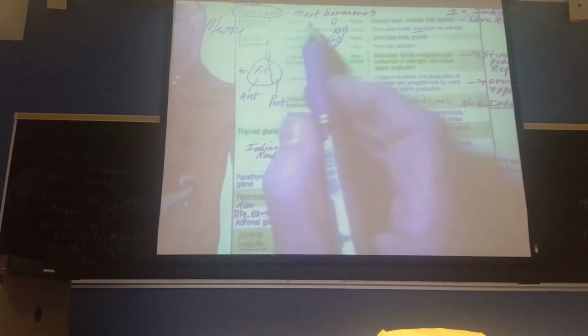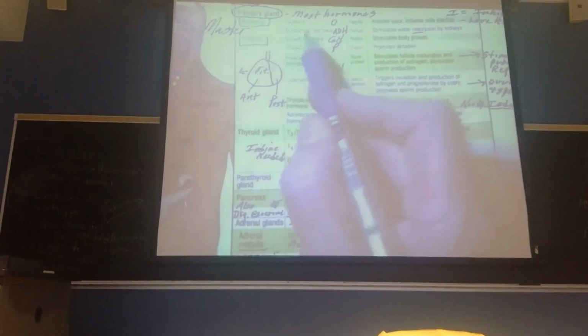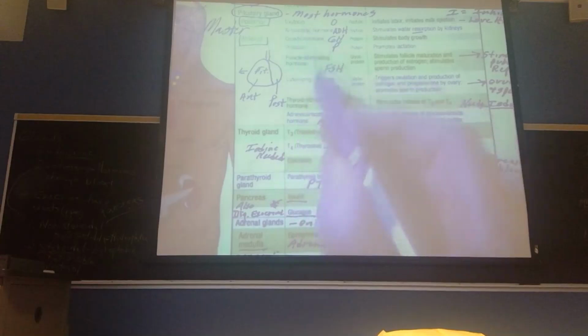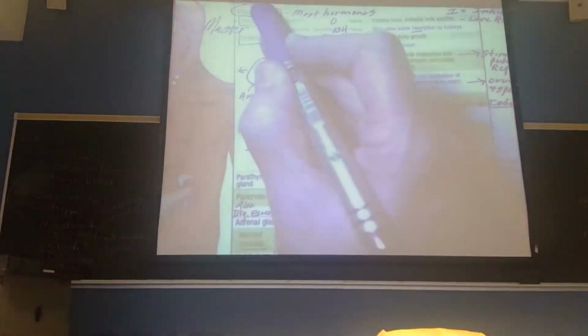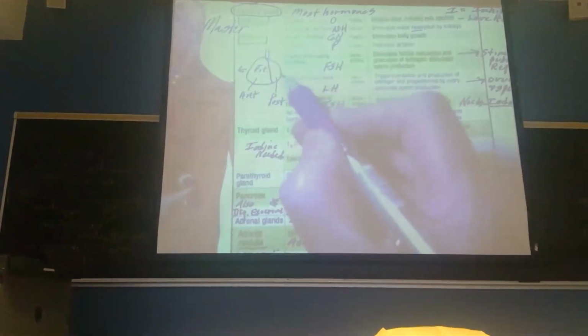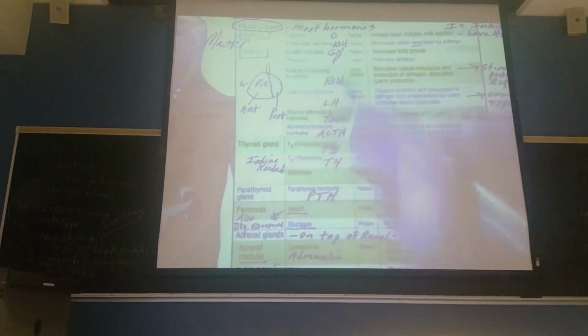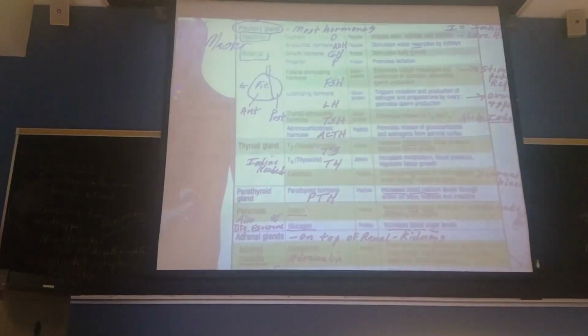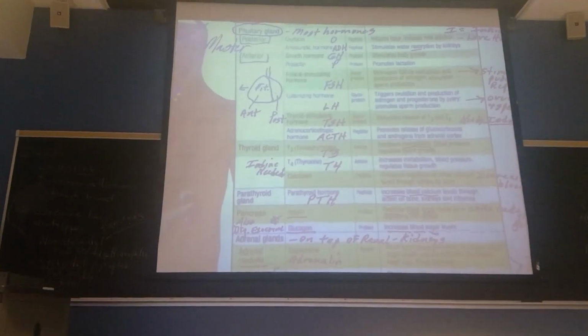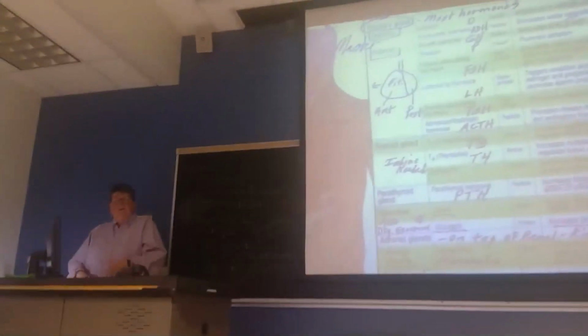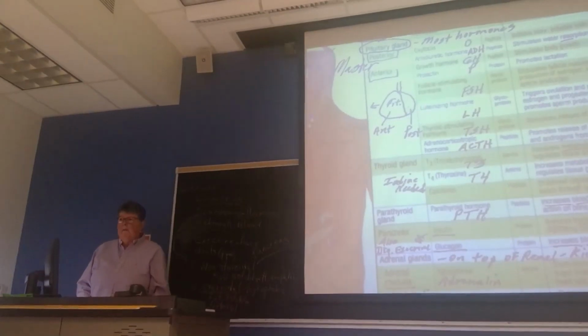Now, the posterior pituitary actually receives hormones from the hypothalamus. And it releases oxytocin and ADH, which is anti-diuretic hormone. Now, if you take a diuretic, it makes you urinate more water out of the body. If you take an anti-diuretic, it makes you retain water in the body. So it works with the excretory system.